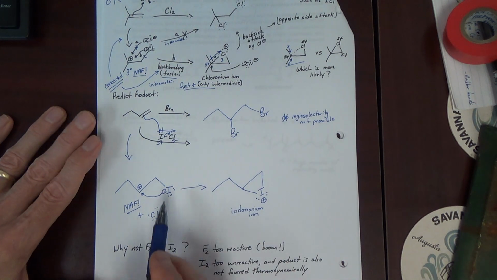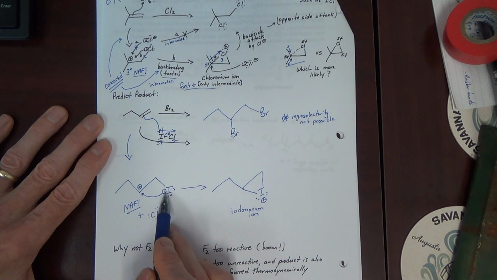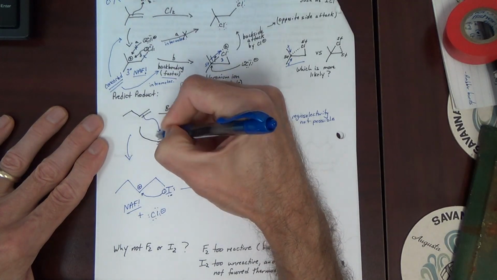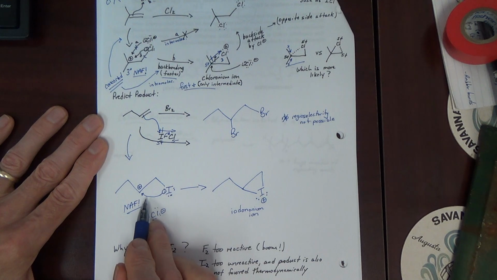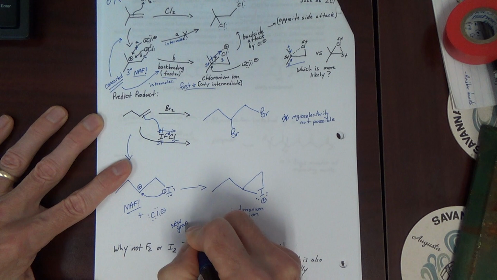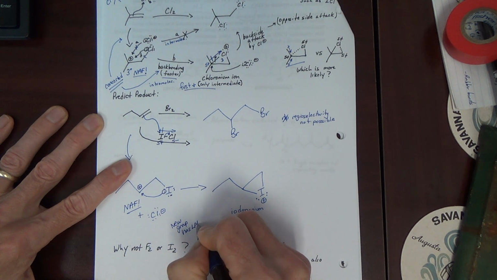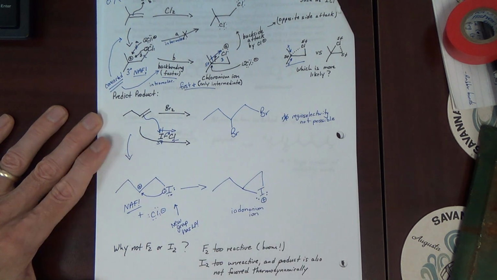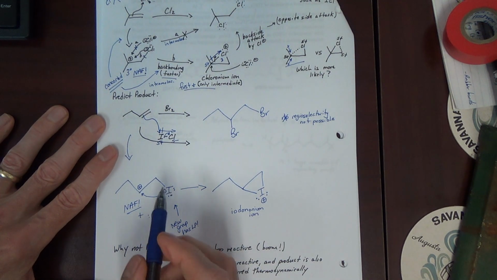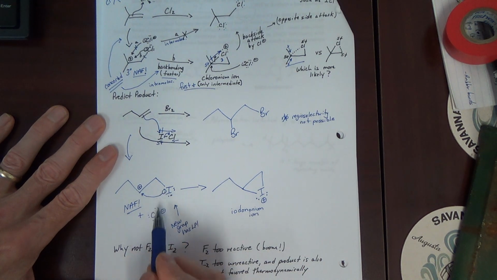We can make a general statement. Anytime the new group that's added has a lone pair, it's going to immediately back bond, and it will actually start back bonding right at this point. Okay? And again, the internal or intramolecular attack is faster than the intermolecular attack.